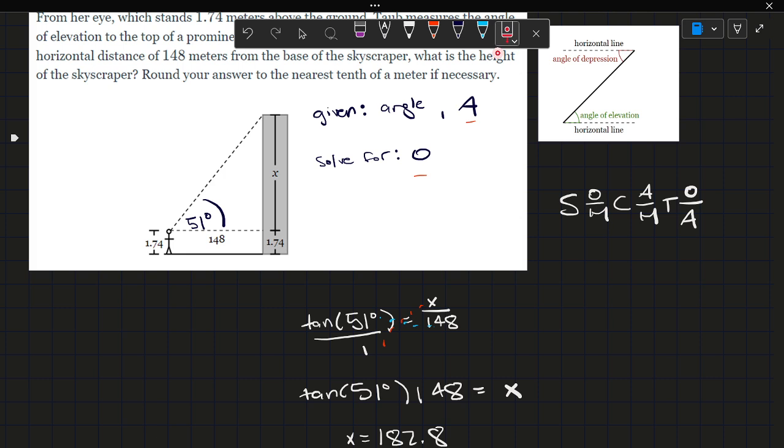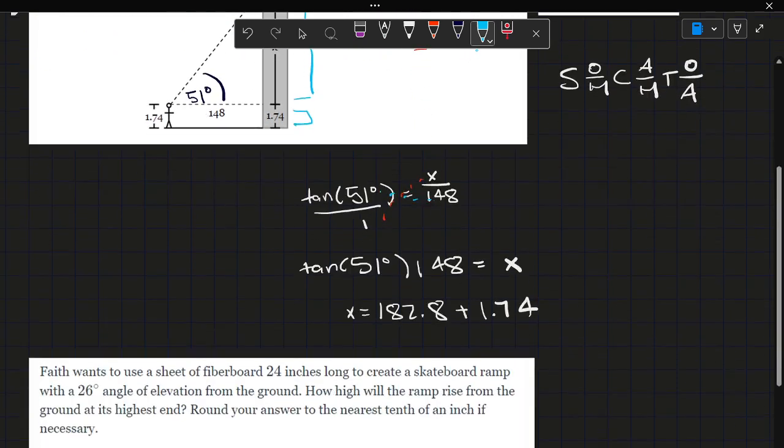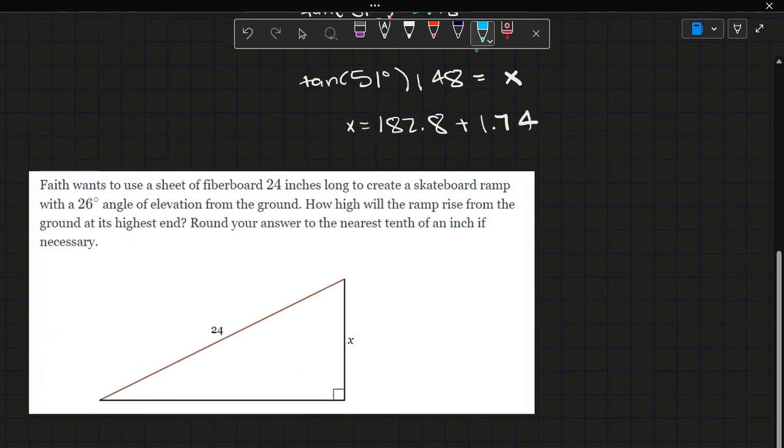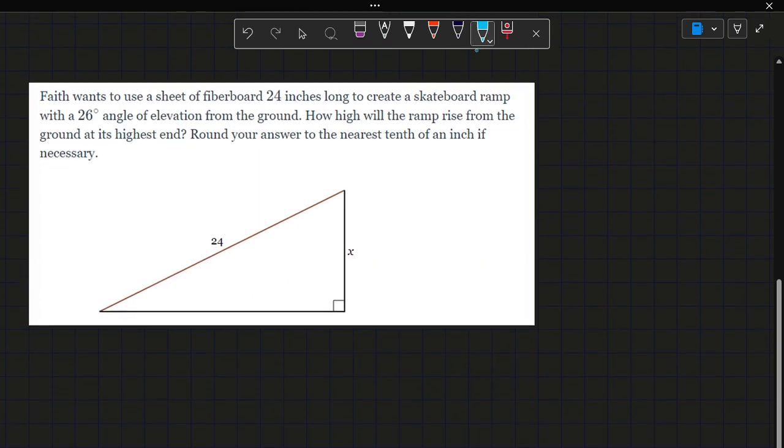So from here, our answer is 182.8 plus the 1.74 meters of her being tall. Because remember, we solved for this value right here, and this value we just have to add on to it. Okay, so the next one.